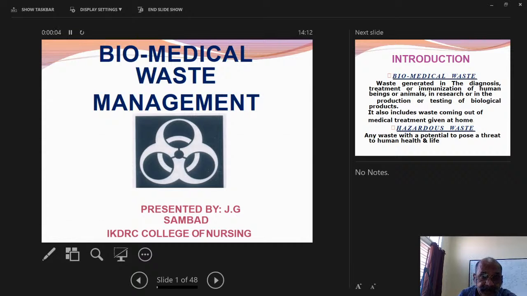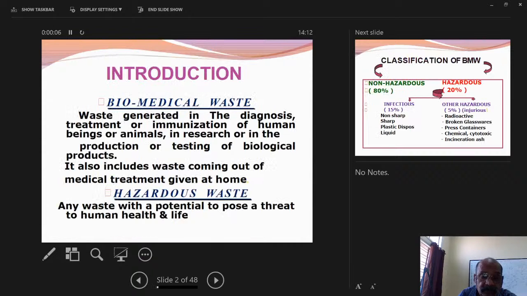Good morning, everybody. Today we will talk about biomedical waste management. Biomedical waste is waste generated in the diagnosis, treatment, or immunization of human beings or animals, in research, or in the production or testing of biological products. Any waste generated in these activities is called biomedical waste. It also includes waste coming out of medical treatment given at home.